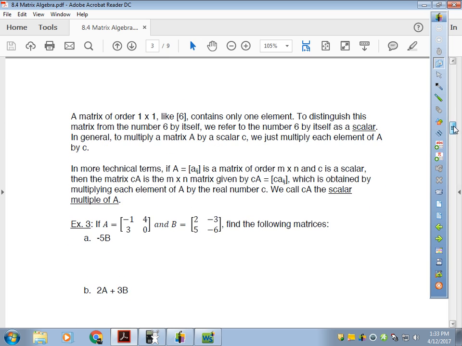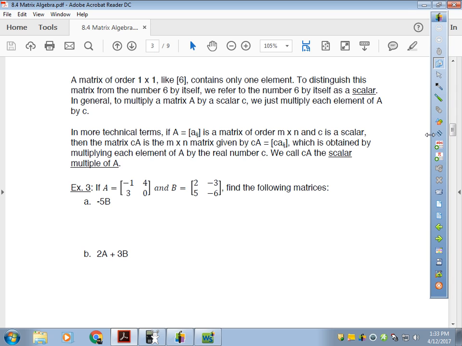Now, one thing to keep in mind is there is a difference between a matrix and a number. You can have a matrix that is a 1 by 1, like this matrix here. It is a 1 by 1 that contains just the element 6. This is not the number 6 by itself, though. This is still a matrix. It's just a matrix that happens to contain the number 6. When we have just a number by itself, we actually have a name for it. We call it a scalar. So a scalar is a number that's not a matrix, it's just a number by itself.